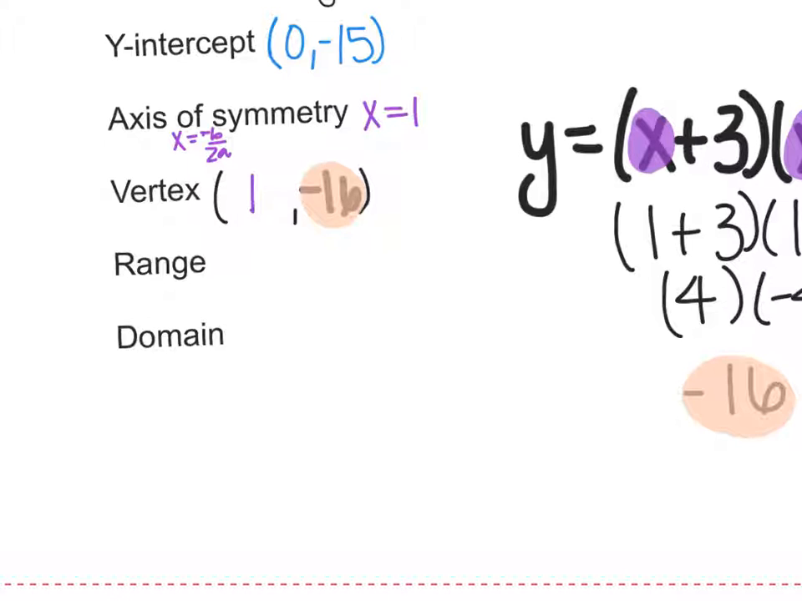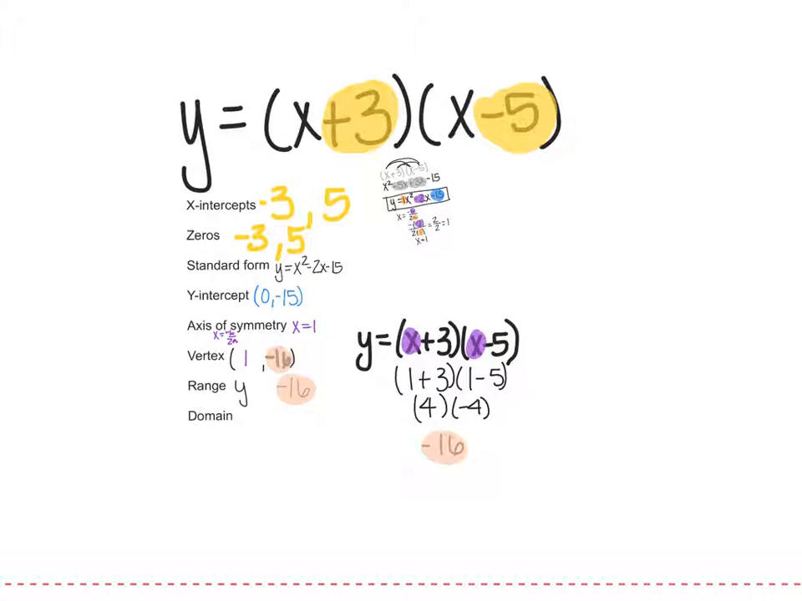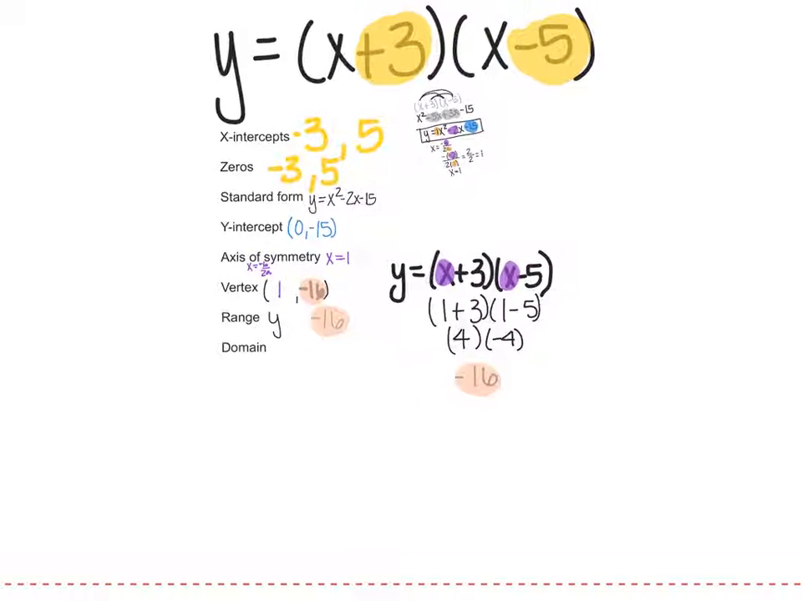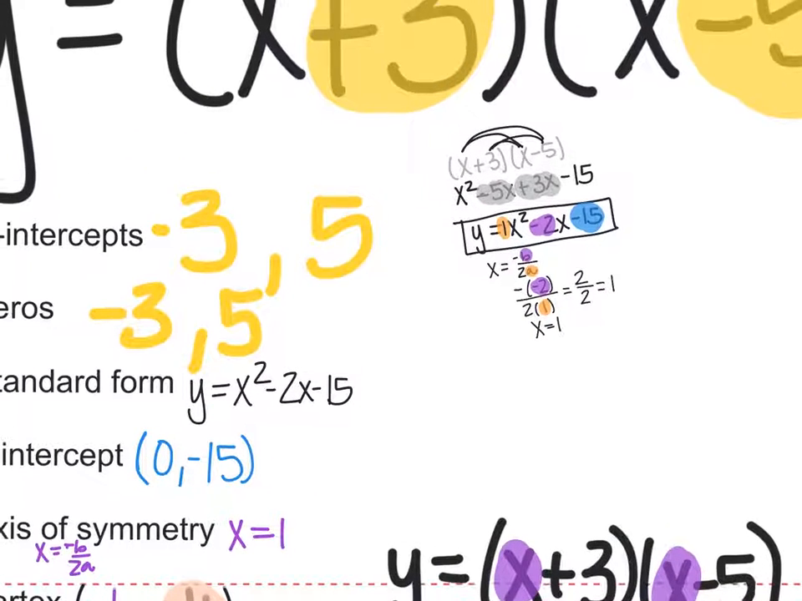That also tells me something about my range, because my range is always y's that are either greater than or equal to that y value from my vertex, so that negative 16. And the way we decide if it's greater than or less than is we have to figure out which way does the graph open. So if I were to graph x plus 3 times x minus 5, well, notice my x's here are both positive, and when I multiplied this out, I got 1x squared minus 2x minus 15.